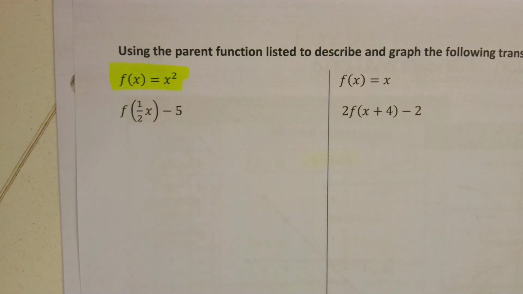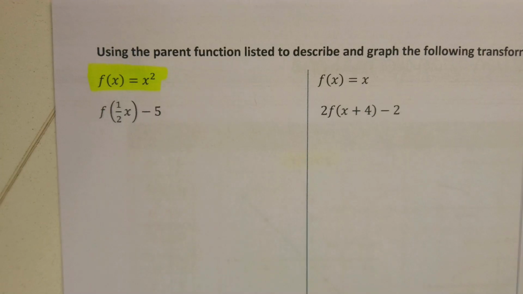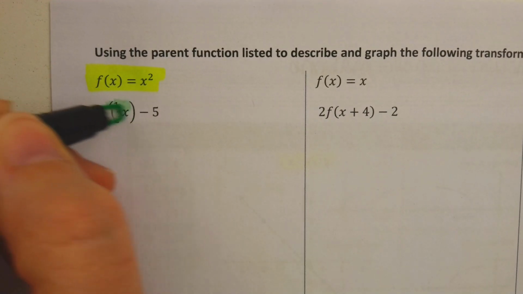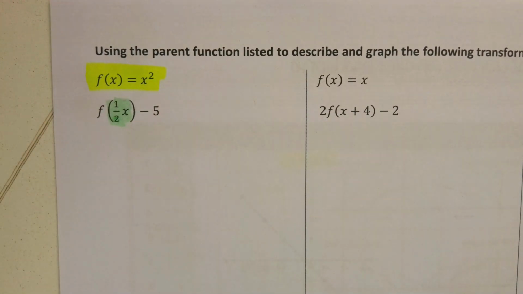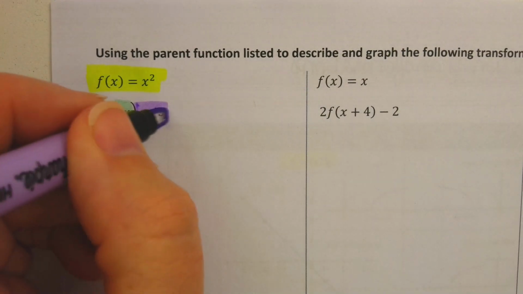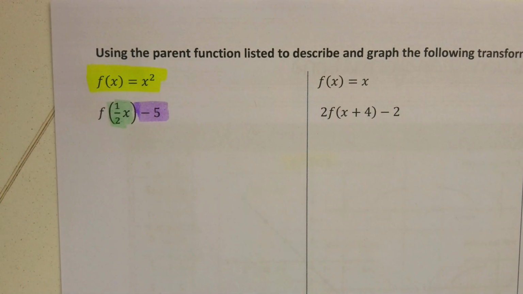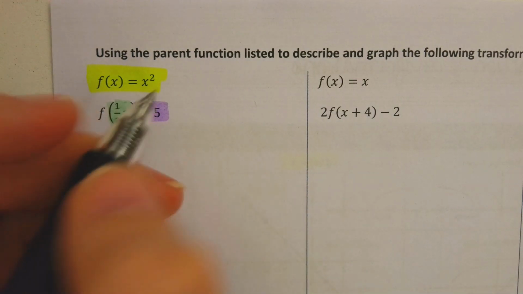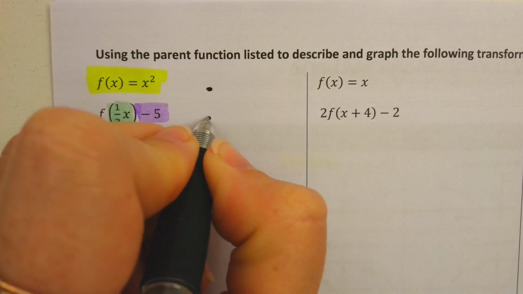Okay, I'm going to use two different highlighter colors for what affects x's and what affects y's. I have the 1/2 x inside the parentheses. That's going to be one that affects my x values. And then I have the -5 that's not in the parentheses. That'll affect my y values. So this one only has two transformations that I need to write down.